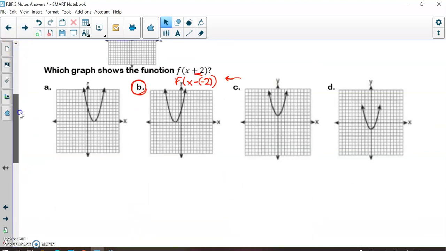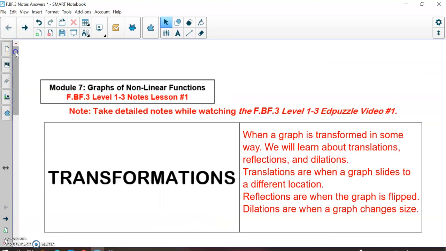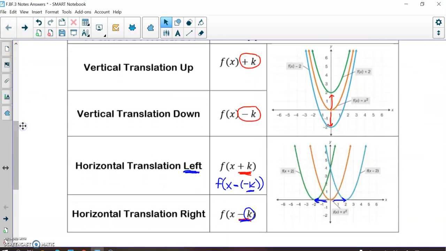And that brings us to the end of lesson 1. So lesson 1, again, just to recap, these were the translations where we slid the graph to a different point on your graph. And vertical translations are exactly the way they look. If you do a plus k, that means you move up. If you do a minus k, that means you move down. Whereas horizontal translations are the hard ones to remember. A plus k means we're really actually going negative k units to the left. And a minus k really means we're going k units to the right towards the positive values.